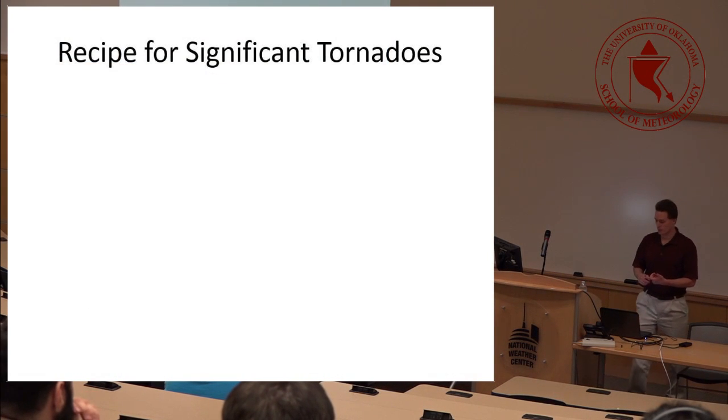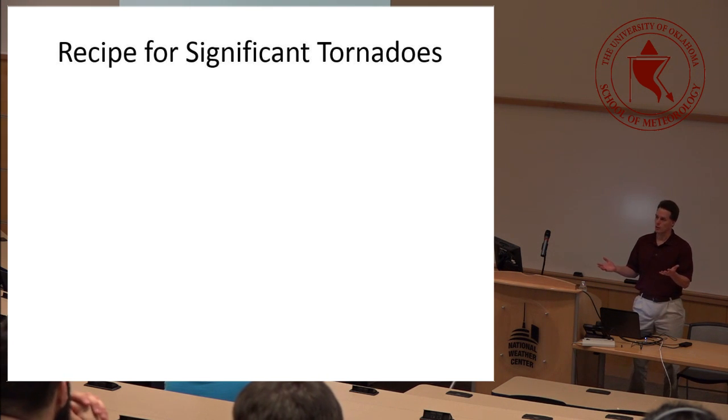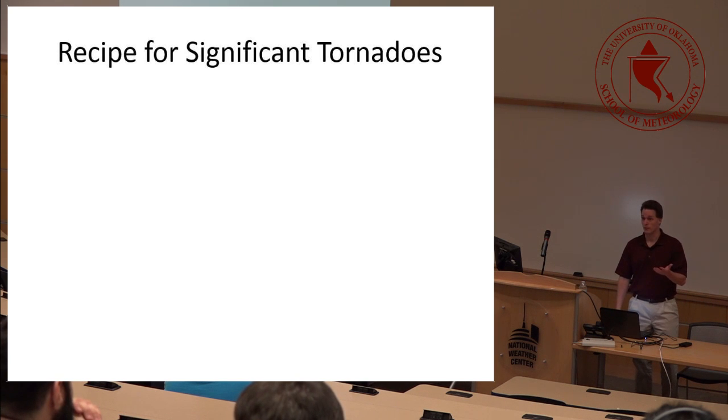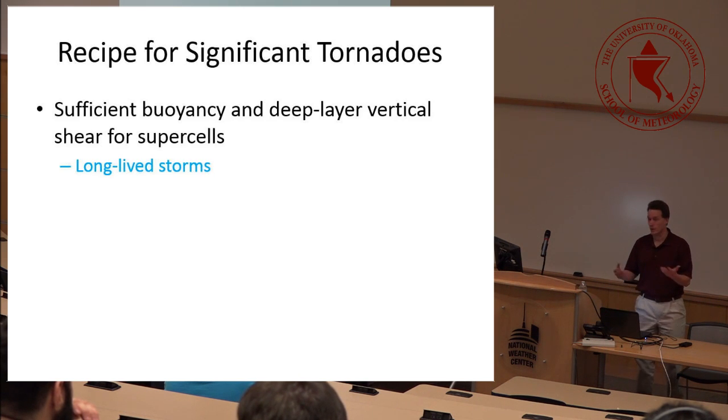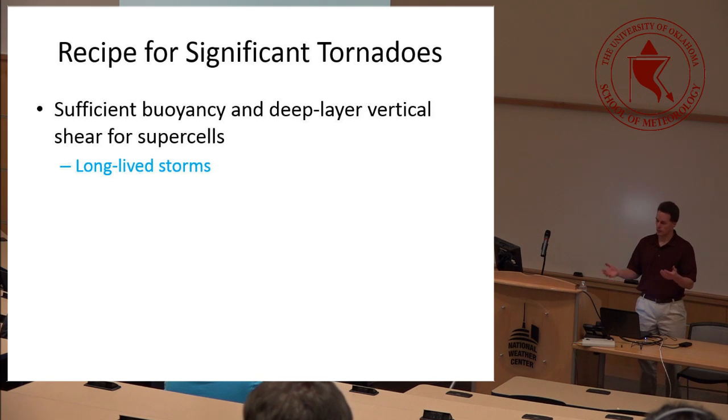All right, let's review. Recipe for significant tornadoes. We talked about it last week in a theoretical sense, sort of a conceptual model. What do you need? Vertical shear and buoyancy. What is this doing? In this case, we have to have enough vertical shear and buoyancy to get supercell thunderstorms. And the key is we have a long-lived rotating updraft. So that's the important part. Because it's a reproducible convective system, it sets the stage for the other factors that are important in tornado genesis.